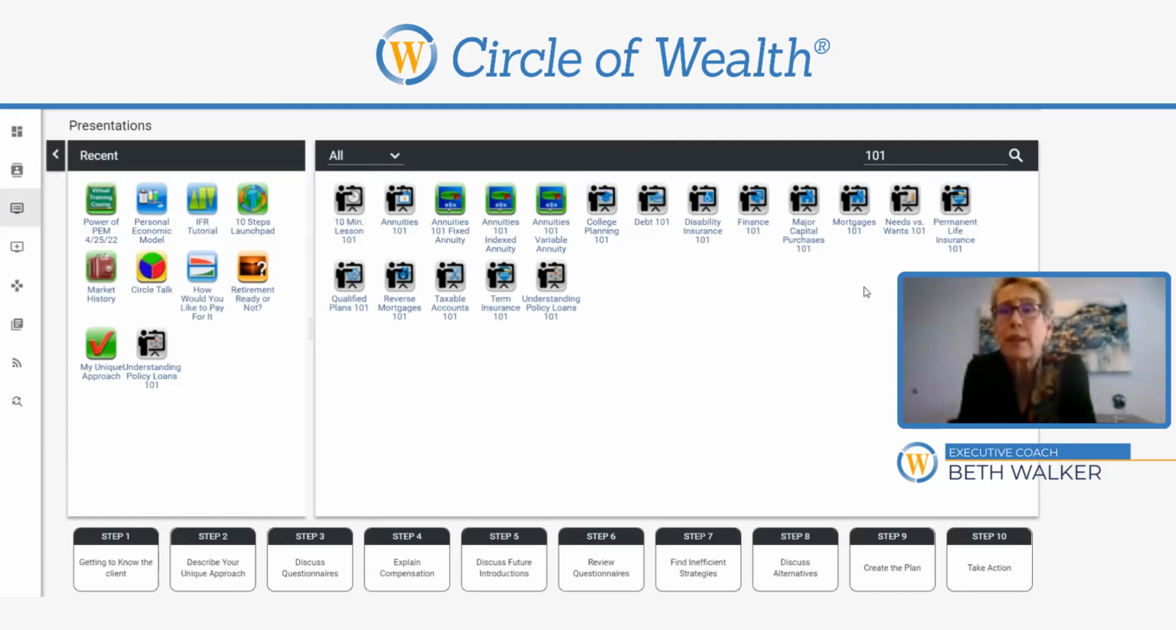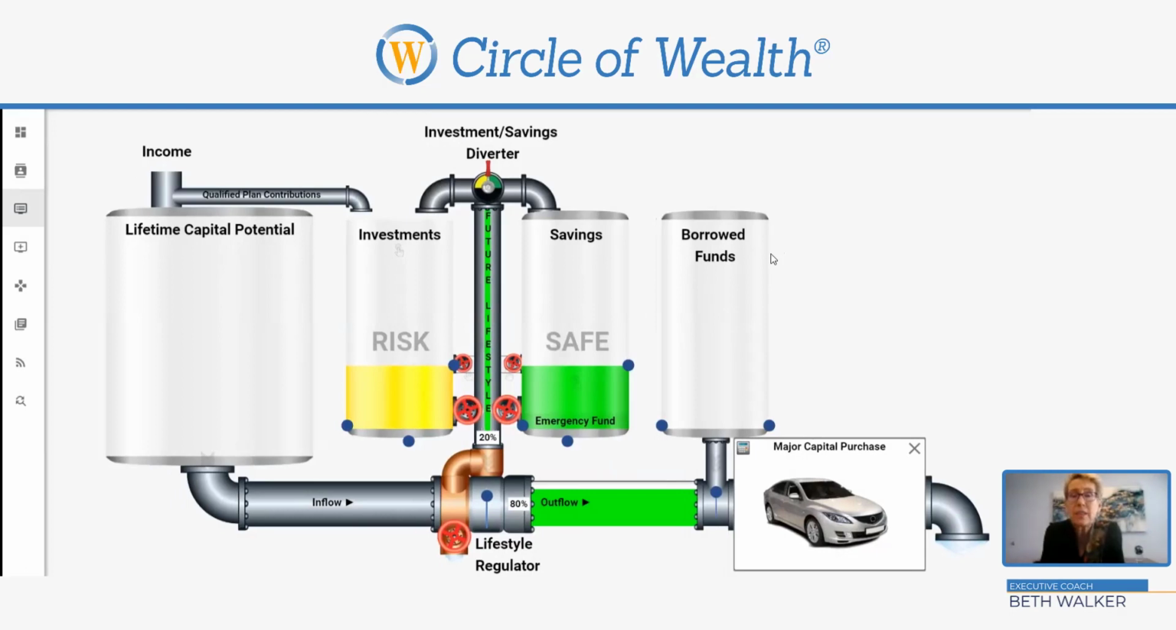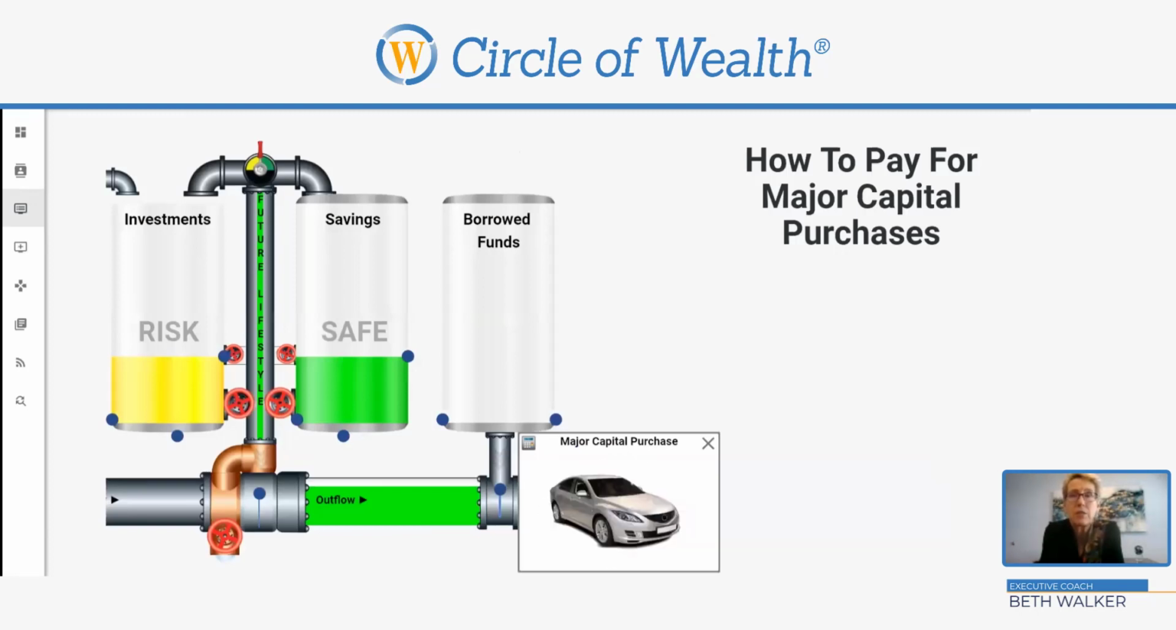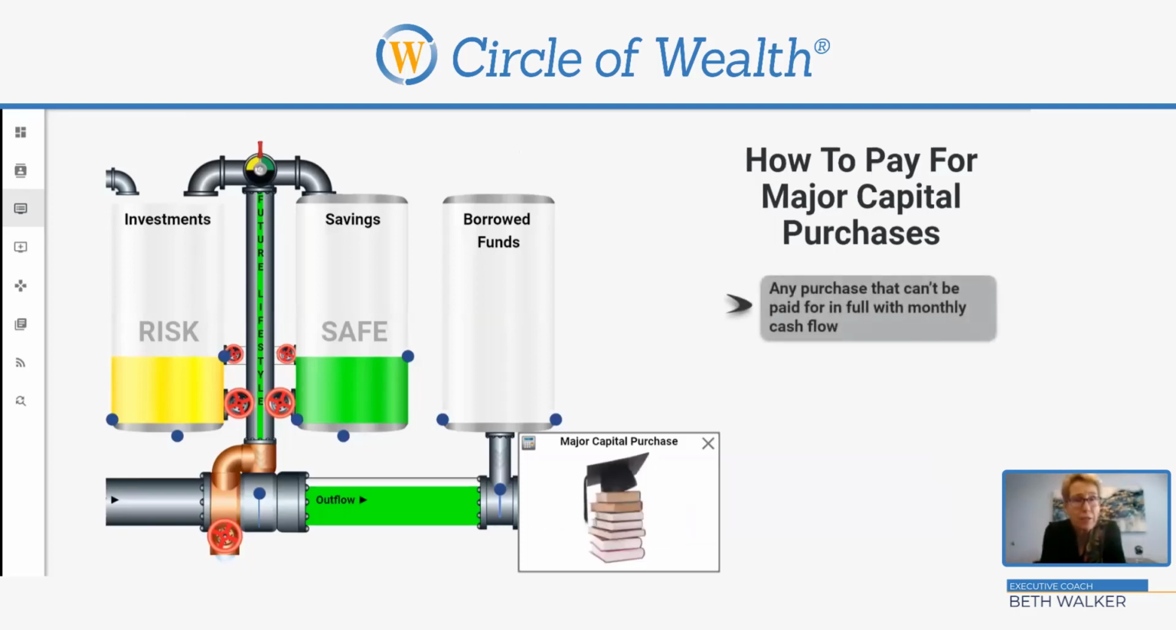So let's just look at, for example, one of my personal favorites, major capital purchases. I use major capital purchases all day, every day in the college planning area. And this is designed to take a concept that is really important, a principle in the money tracks philosophy, and walk a client through it. So I click on that arrow and it takes me to how to pay for major capital purchases. Notice what runs through at the bottom: cars, houses, college educations, things that we cannot pay for in full with monthly cash flow.